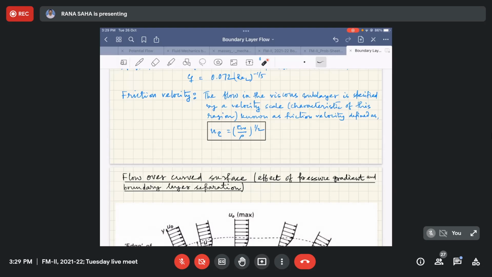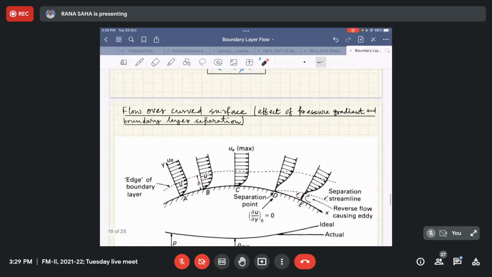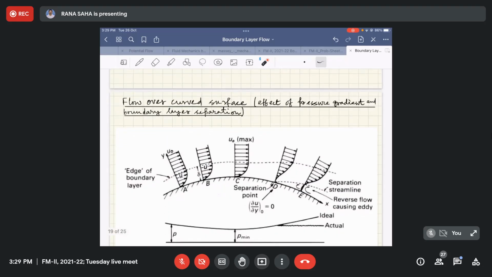In the next part, we move on to flow over a curved surface, where the pressure gradient cannot be ignored, or where a pressure gradient exists. You can see the effect of pressure gradient, and boundary layer separation is the subtopic here. In the first case, flow over a flat surface, we neglected this dp/dx term, or in other words, the u naught du naught/dx term.